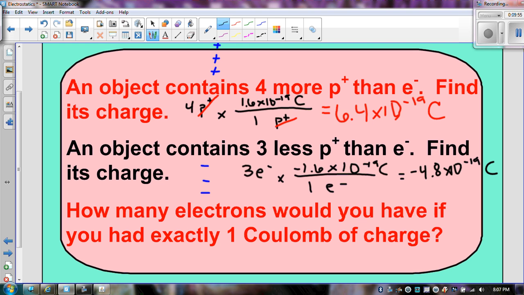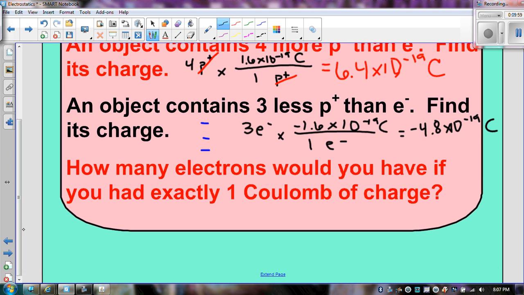All right, last question here. It's being asked a little bit differently. It says, how many electrons would you have if you had exactly 1 coulomb of charge. Now, it doesn't specify it, but it is assuming that you can understand that that's going to be negative because it's electrons there. And so if something had exactly -1 coulomb of charge, how many electrons is that? So we're going to start out with -1 coulomb. All right, and then I'm going to set it up just like before, but this time I'm going to put the charge on the bottom.